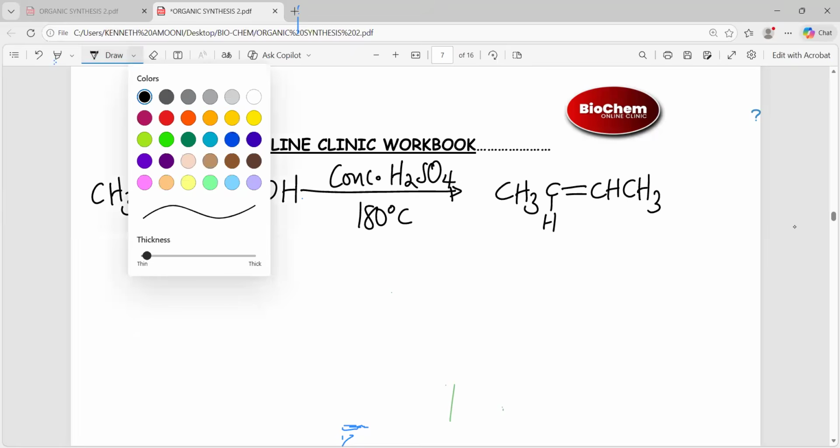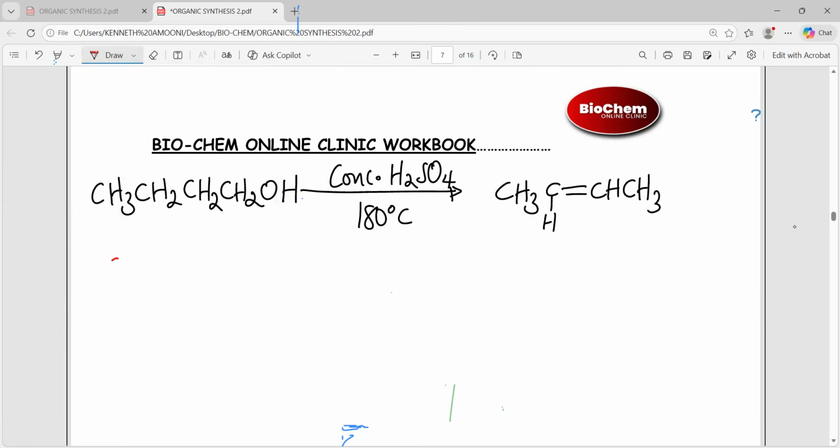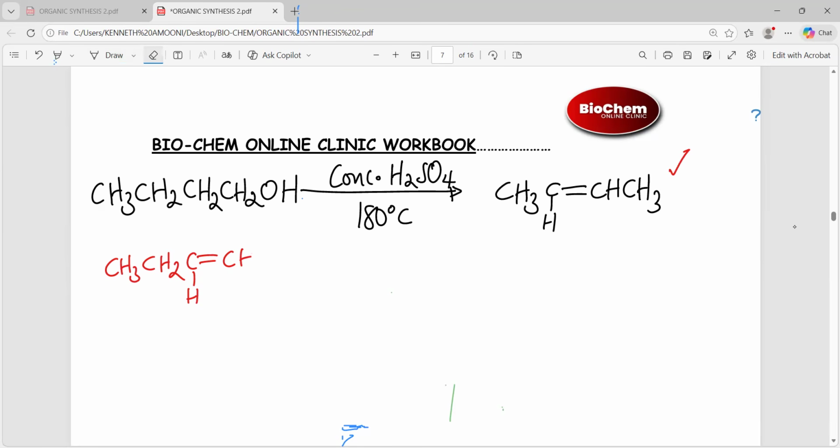Some of you may think that the alkene it's going to give is going to be like this. It cannot be like this. Why? Because in your reaction mechanism, there is going to be a hydride shift, a hydrogen ion shift, to form a stable secondary carbonium ion. So the one that is going to be formed is going to be symmetrical. Try and look at the reaction mechanism and you will see. So we are going to form that.